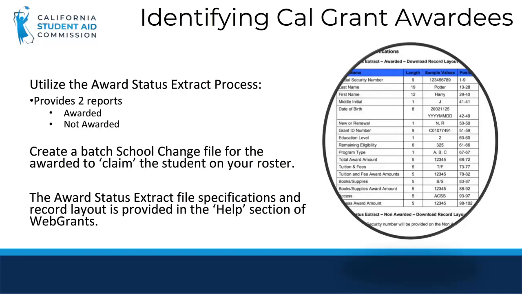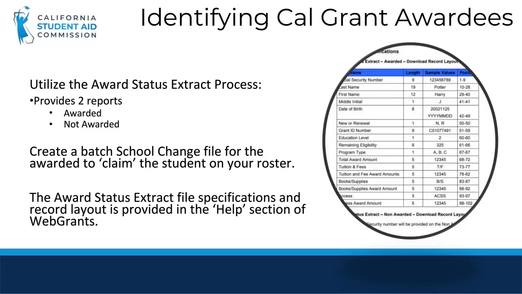To help schools identify their students on their campuses, we have a process called the Award Status Extract. It is a two-step process. The first step is that the school will need to create an upload file that contains the SSNs or Dream Act IDs of students that are either on their campus or have signed paperwork expressing their intent to enroll. The file specification can be found in WebGrants under the Help link.